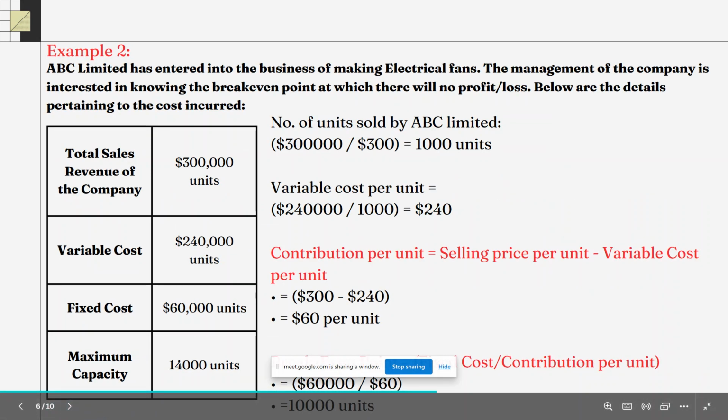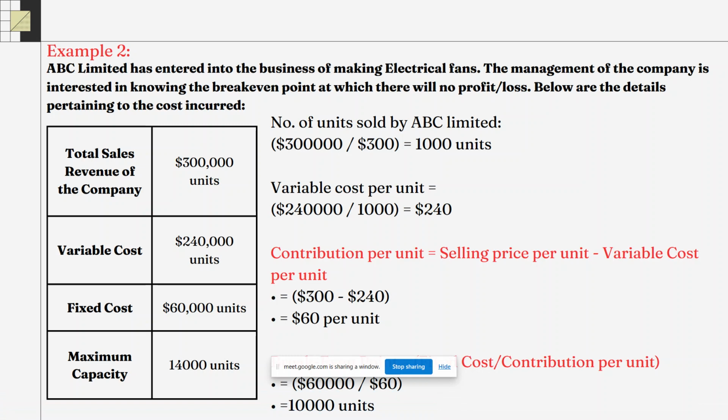Dito naman tayo sa example number 2, which is meron na siyang break-even, merong number of units sold, variable cost per unit, and the contribution per unit. So, example number 2, ABC Limited has entered into the business of making electrical fans. The management of the company is interested in knowing the break-even point at which there will be no profit or loss. Below are the details pertaining to the cost incurred.